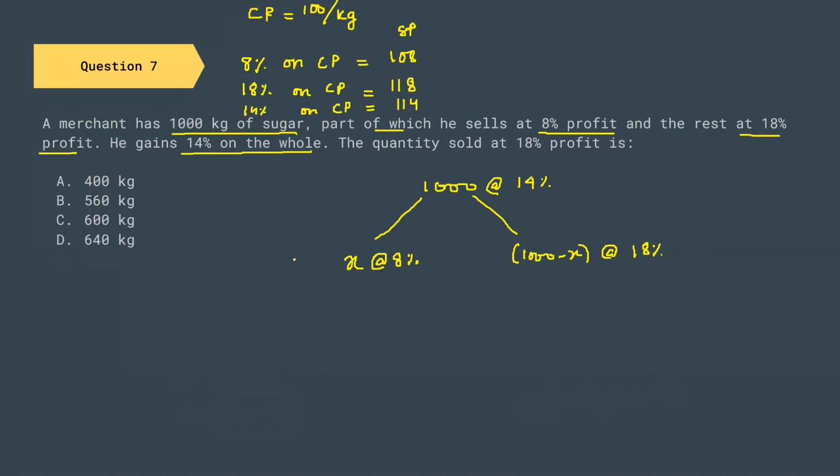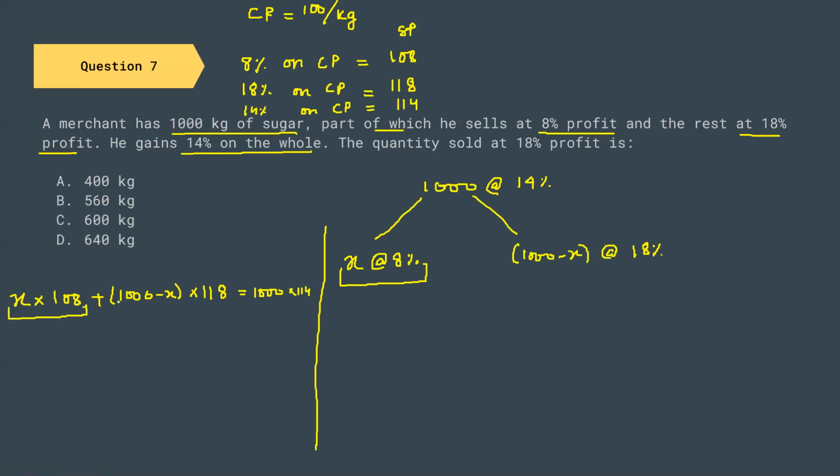You can actually do this in two ways. Let us see the first way. Let us imagine that I am selling X amount of sugar at 8% profit. So I'm selling X into 108 rupees, and I'm selling the rest of the sugar, that is 1000 minus X, into 118, equal to 1000 into 114. So I am selling some sugar at 8% profit and some at 18% profit, and I'm earning overall 14% profit on the whole.